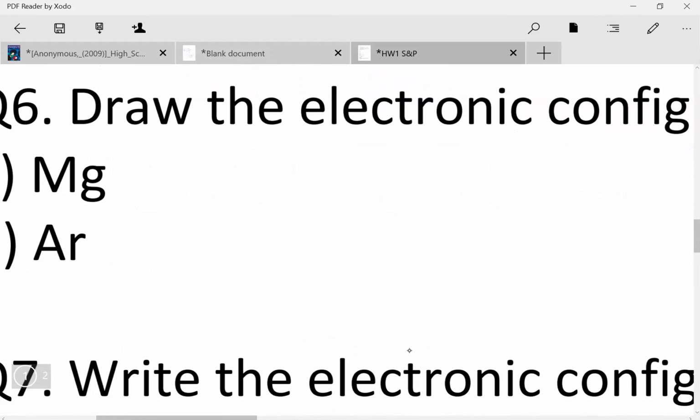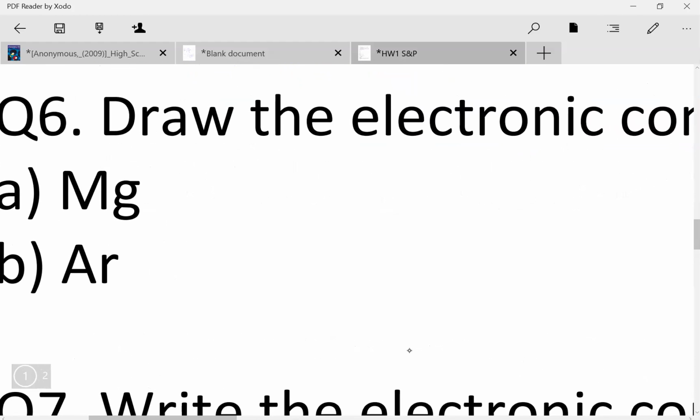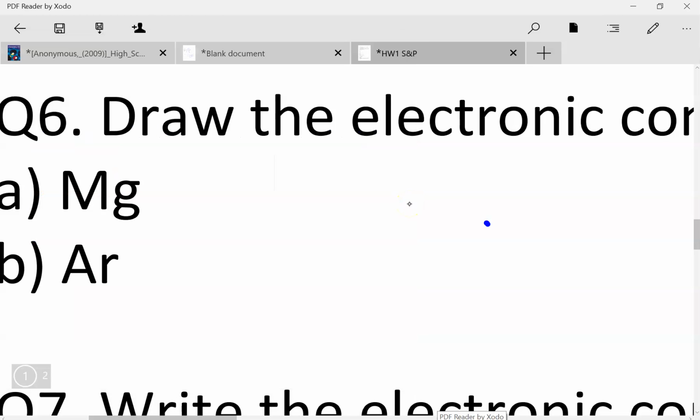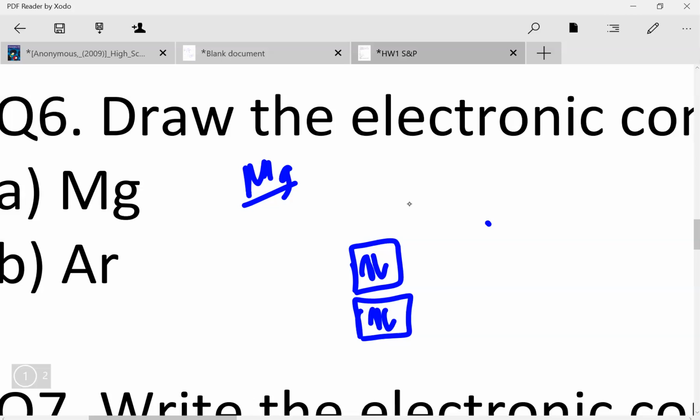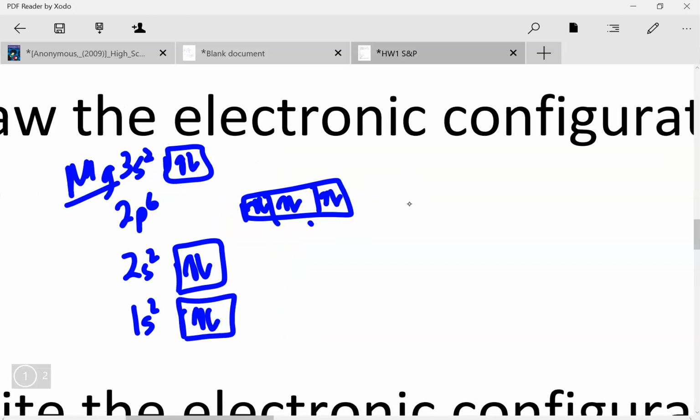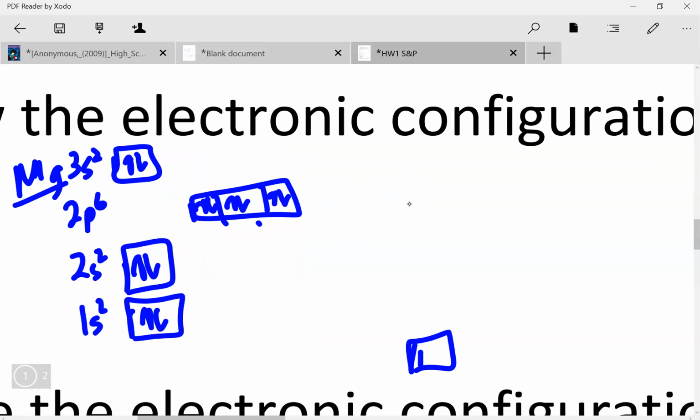Electronic configuration for magnesium and argon. So magnesium we know is 1s2, 2s2, 2p6, 3s2. Argon we know has a 3p6 as well, so we're just going to add that.